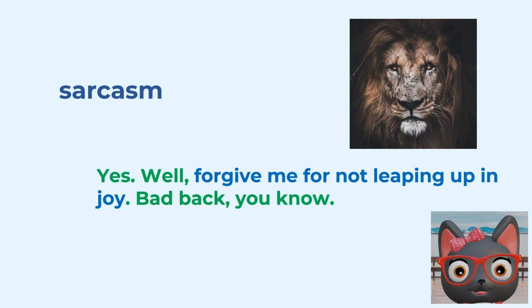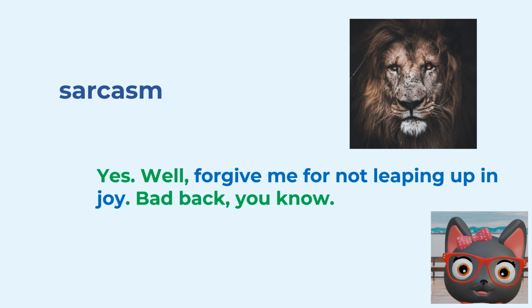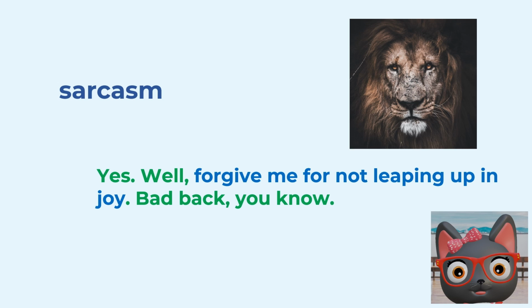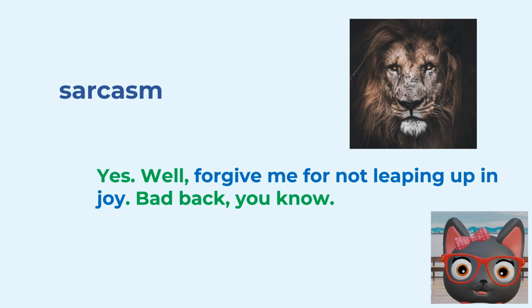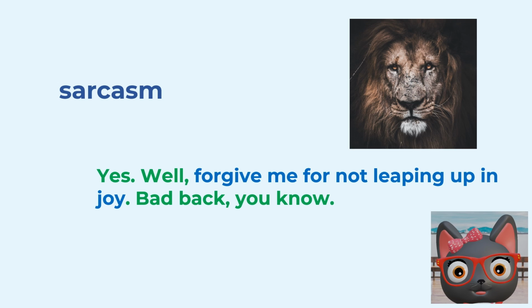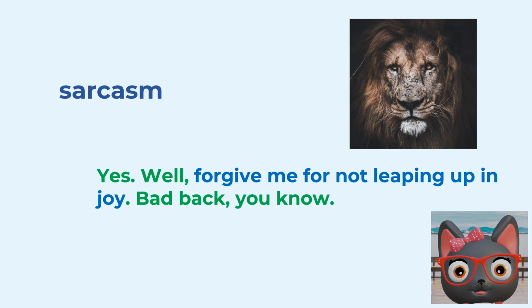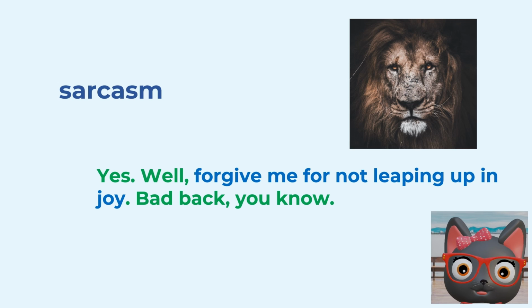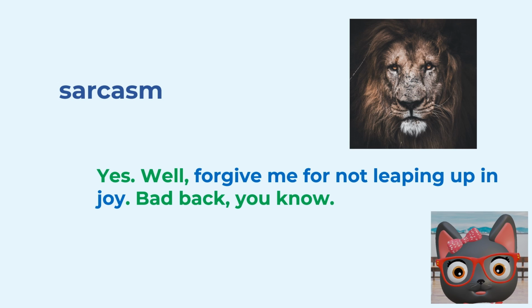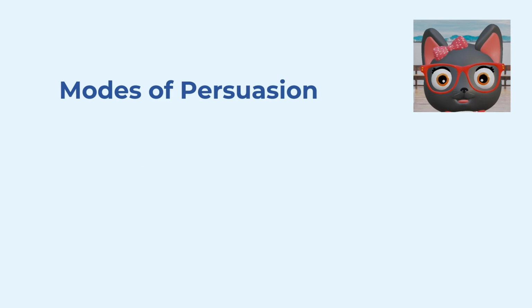Bad back, you know." We know that Uncle Scar wants to be king and is not at all happy for Simba. In fact, he goes so far as to kill Simba's father later in the movie and also tries killing Simba. So his response is indeed sarcastic, because he was never going to leap up in joy. Sarcasm is used in literature to add humor or cynicism as well as develop a character.